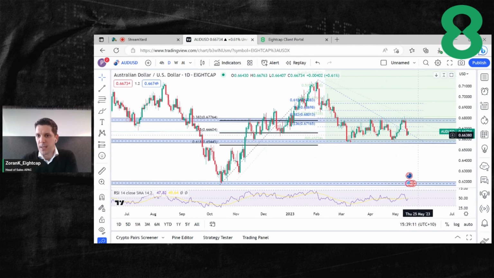Now, on any further weakness on the downside, if you do see Aussie break that floor or level of support at around the 65 cents mark, then the next major level of support appears to be the one that was back in October 2022, which was around the 62 level mark. The 14-day RSI is actually quite neutral at the moment. No surprises there, because the pair is moving quite sideways and consolidating at this point in time.